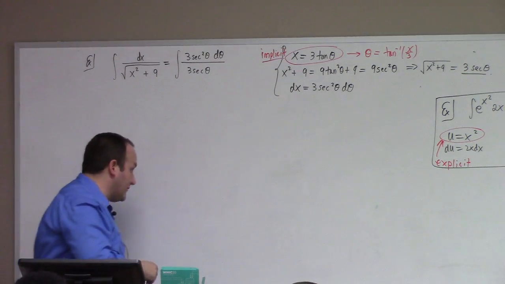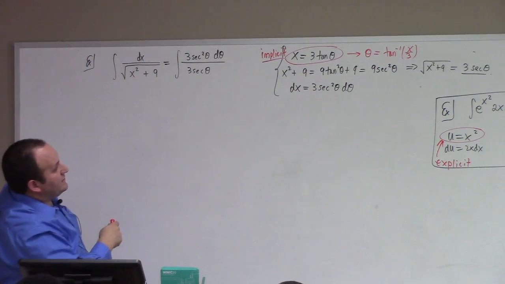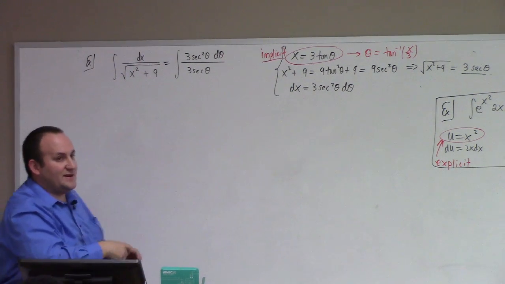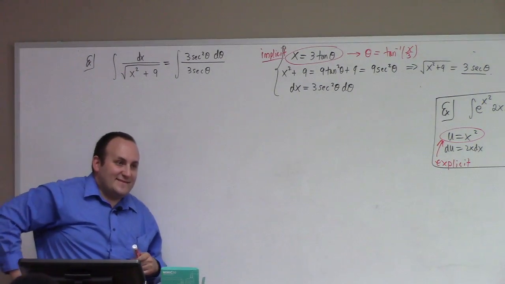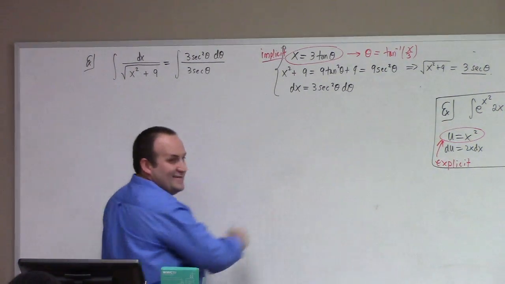Implicit substitutions are very powerful. And they're also easier in a certain regard. You notice how we don't have to solve for dx? Right? Like, it's just there. And you plug it in.